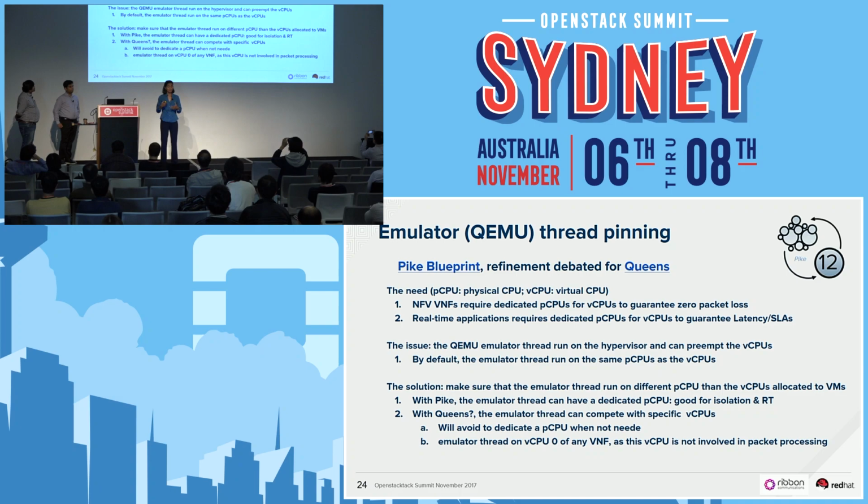And then with Queens, there's a debate going on whether, instead of allocating a full vCPU for this, we can actually reuse some of the vCPUs that are used for control plane for this QEMU thread as well.